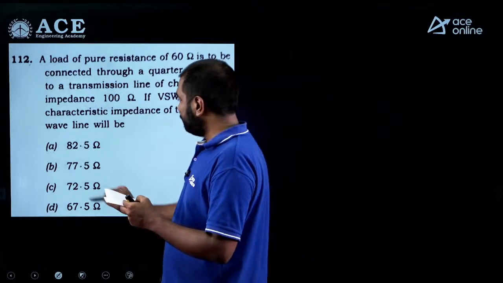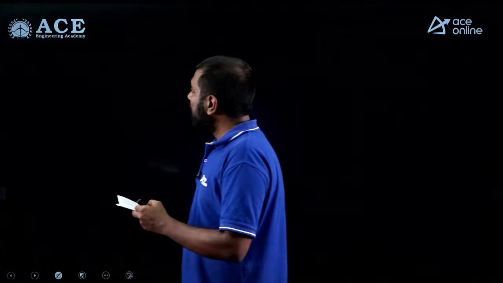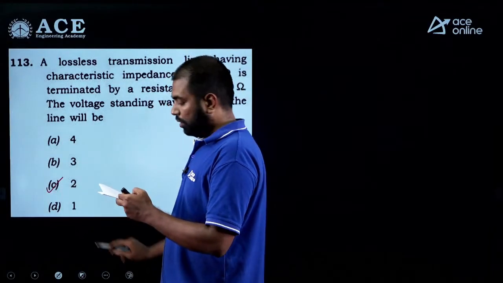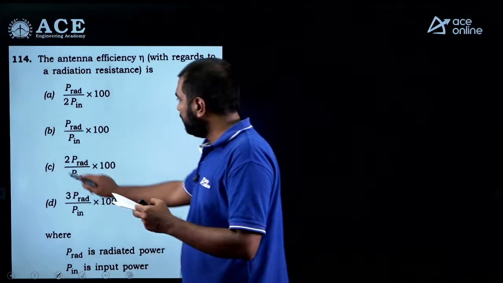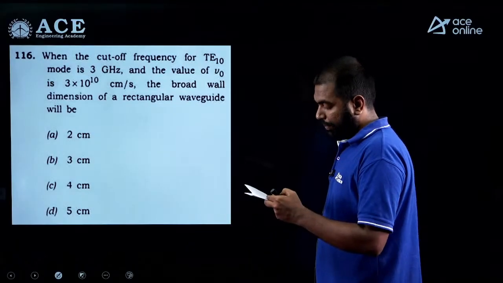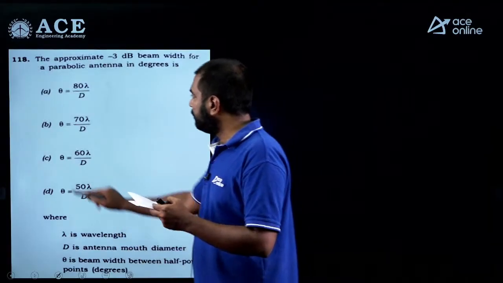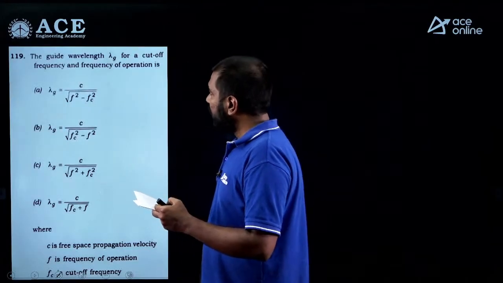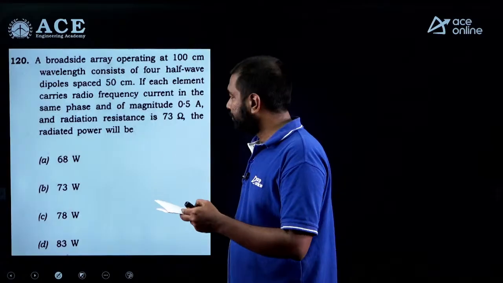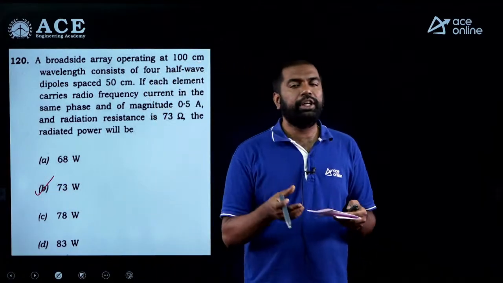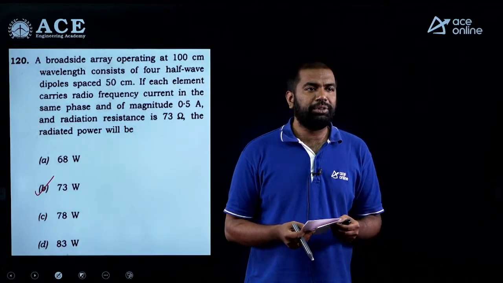For 112, it is option B. For 114, yeah, for 113, it is option C. For 112, yeah, it's correct. 114, it is option B. For 116, it is option D. For 118, it is option B. So for 119, it is option A. And for 120, it is option B. So we are just providing you the key for these electromagnetic theory subjects. So next, digital faculty Sriram sir will continue the session.